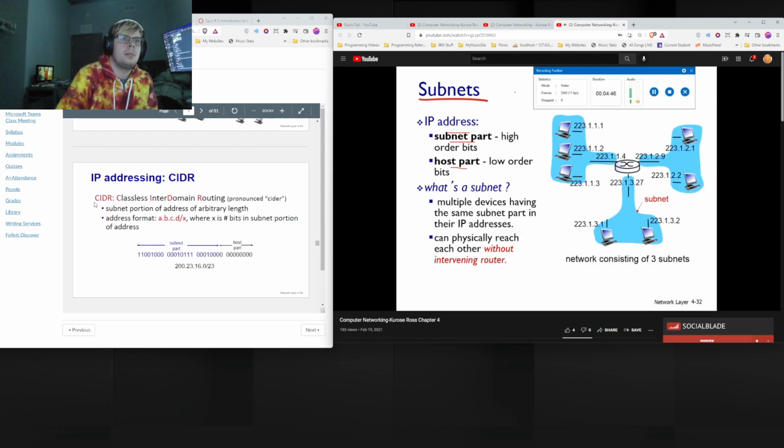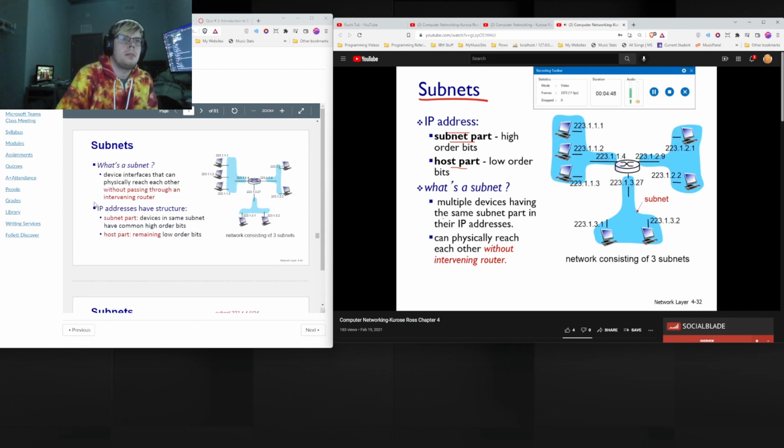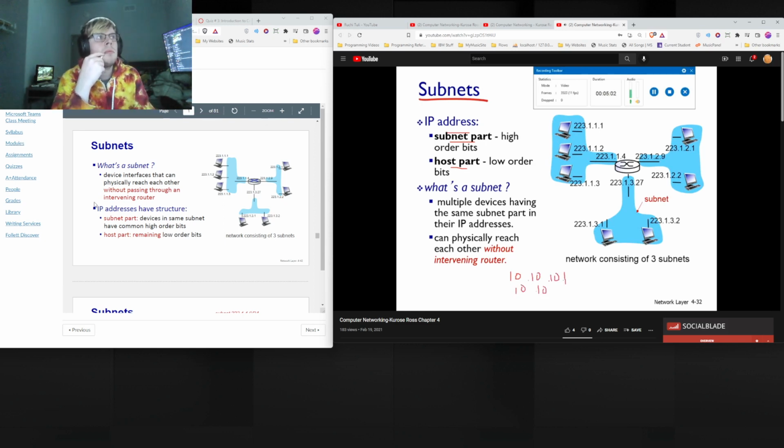What is a subnet? A subnet is multiple devices having the same subnet part, but different IP addresses. For example, I have an IP address 10.10.10.1. Then I have 10.10.10.2. Then I have 3, 4, 5, 6. These are multiple devices which have the same subnet part, but their host part, that means the machine number, is different. That means they differ in their IP addresses.